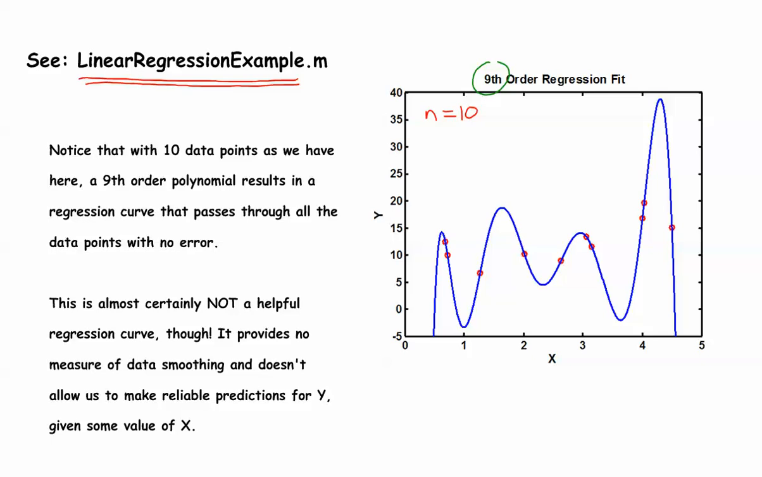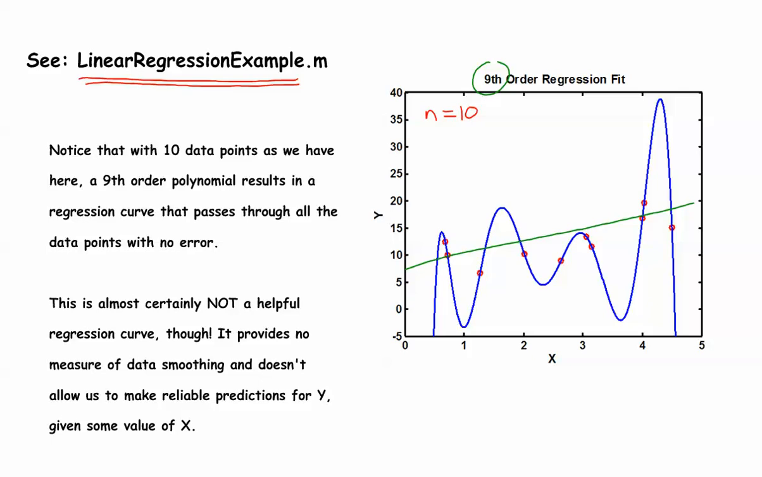However, I claim to you that that ninth order regression fit is more or less useless to me. We saw earlier that X and Y have a correlation coefficient of a little over 70%, and that the best fit curve was actually something like that. All right? The blue ninth order polynomial fit is almost certainly not helpful in this case. It provides no measure of data smoothing for us, and it doesn't allow us to make reliable predictions for y given some value for x.